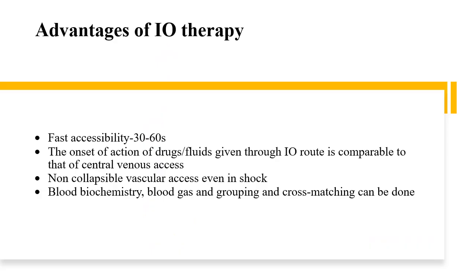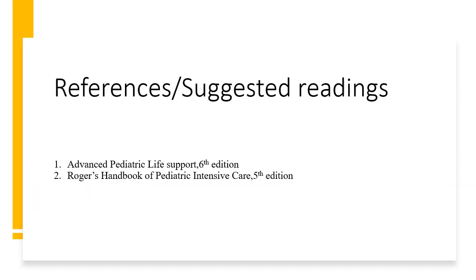The advantages are that it has fast accessibility. The onset of action is comparable to that of a central venous access, not even a peripheral venous access. It's a non-collapsible vascular access, even in shock. This is important for us because in shock, your peripheral veins are not going to be accessible since they are collapsed, whereas your marrow cavity is going to be a non-collapsible access. And the blood taken from the marrow can be used for blood biochemistries, blood gas, grouping, cross-matching. Basically, whatever you need in an emergency, the blood can be used for analysis.